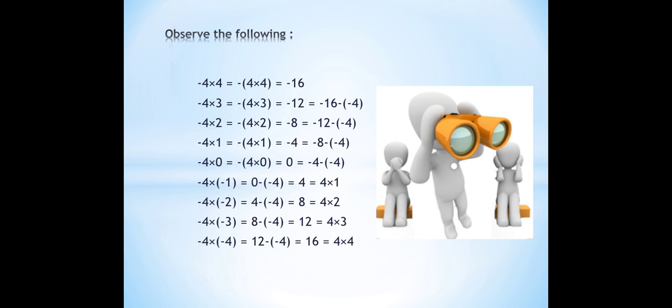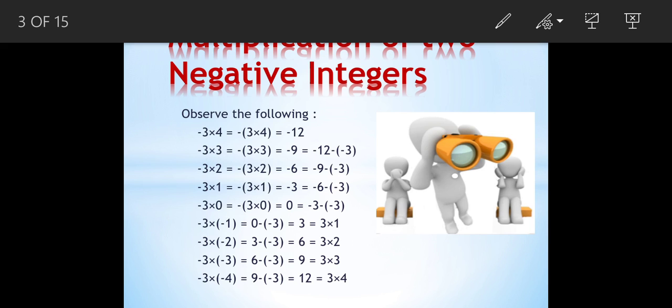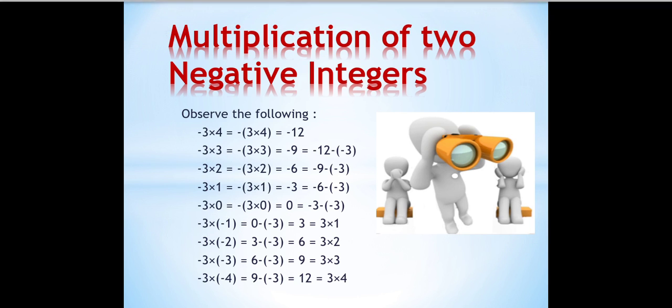Then minus 4 into minus 3, which is equal to 8, the result of the previous step, minus minus 4, that is 8 plus 4, 12, which is again equal to 4 into 3. Minus 4 into minus 4, doing the same process we get 16 as the result, which is equal to 4 into 4. So in this case also we have seen that minus 4 into minus 1 is equal to 4 into 1, minus 4 into minus 2 equal to 4 into 2, minus 4 into minus 3 is equal to 4 into 3, minus 4 into minus 4 equal to 4 into 4. Like we observe in this pattern also.